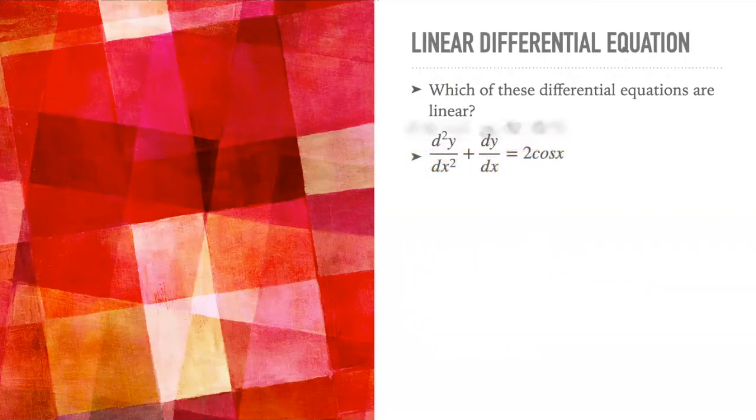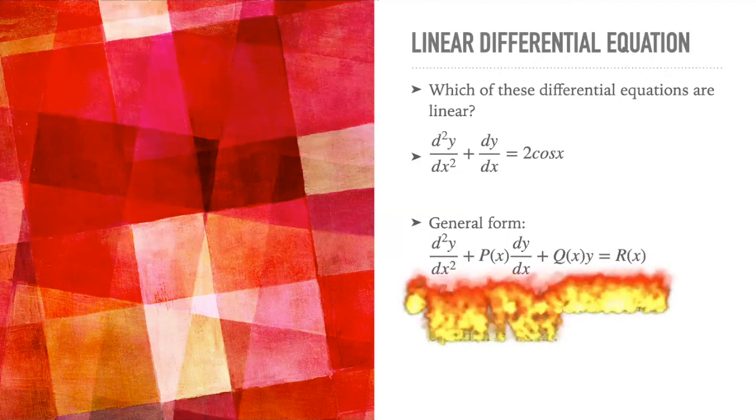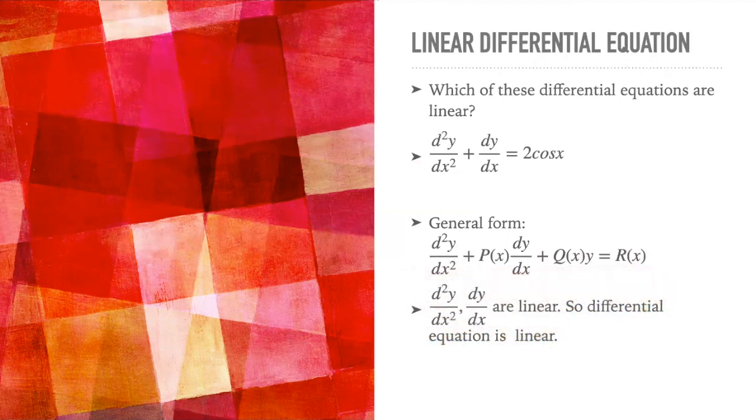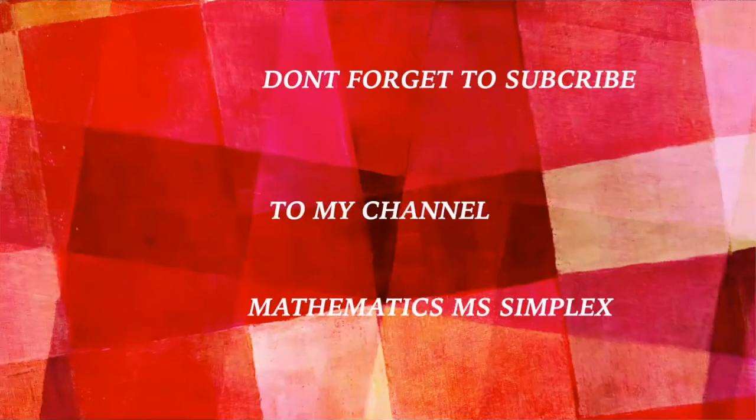Let's look at this example. Is this a linear differential equation? It is of second order and first degree. That's what you should be seeing there. Now, although we're not seeing any y, that's okay. So yes, it is a linear differential equation because it's of the general form, and therefore we can say, yes, it's linear.